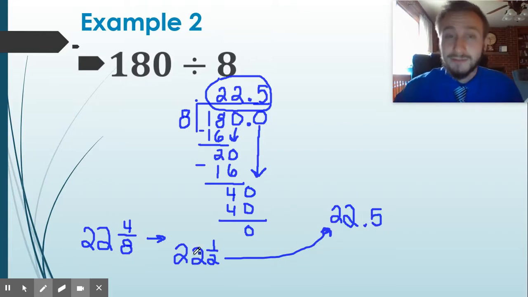22.5 is equivalent, so the same thing, as 22.5, which is the same thing as 2 and 4/8. Any 3 of these answers would work.